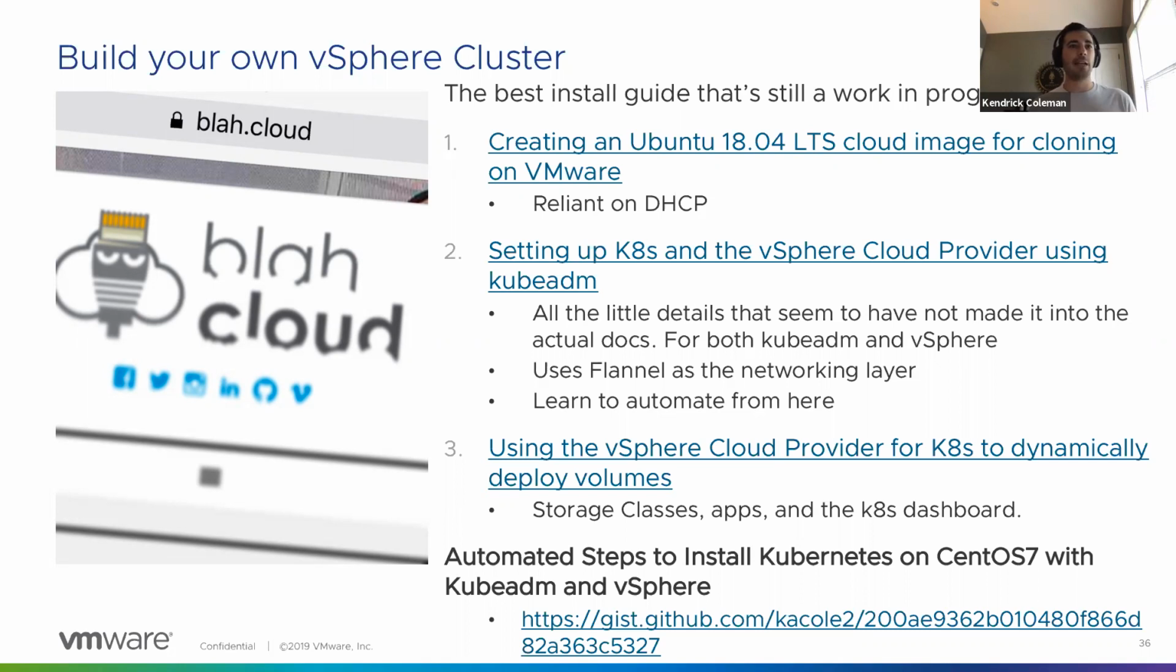The third step is actually utilizing the vSphere cloud provider to create your storage classes, deploy your first applications, and getting the Kubernetes dashboard that I had talked about earlier up and running. And if you're interested in automating a lot of this, I have created an installation script that uses CentOS with kubeadm and vSphere, and you can get it at this gist off of GitHub. It's going to take essentially everything that I made in that flow chart and create it into a simple bash script that you can use to quickly stand up a cluster in just a few minutes.